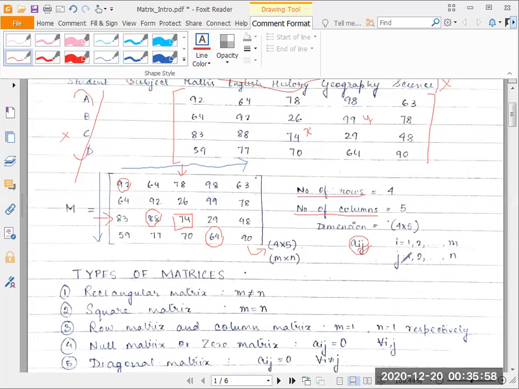So let's go back to the element that we were talking about. Let's say I want to talk about 74. How will I represent that? I'll say this is the element which corresponds to the third row and the third column. That is how I represent each element of the concerned matrix. Now try this out for yourself. If there are 4 rows and 5 columns in a matrix, then how many elements are there in the matrix?